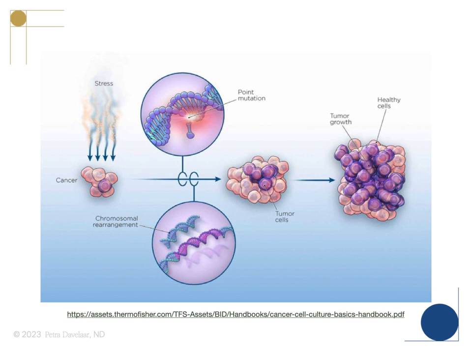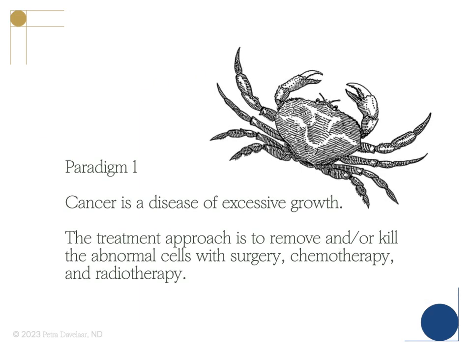Cancer is a disease of excessive growth. Cancer begins when cells acquire the ability to grow uncontrollably and ultimately invade and damage the body's normal tissues. Cancer development happens in multiple stages, from precancerous changes to malignant tumors. This can be a result of an injury or a toxin like smoking or radiation, chemicals, certain types of light, viruses, etc. The treatment approach is to remove and/or kill the abnormal cells with surgery, chemotherapy, and radiotherapy.